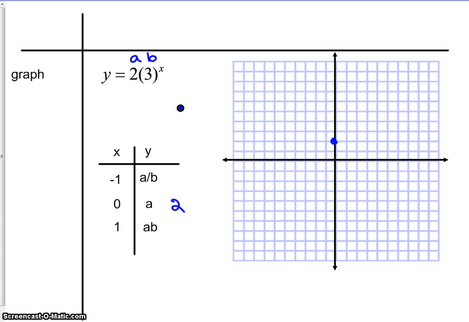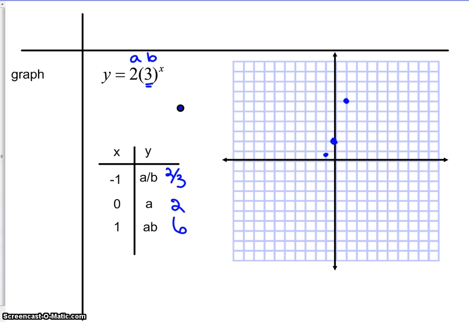And then we talked about how b, my 3 here, is my rate of change. So when I take a step to the right, I'm going to multiply by 3. So 2 times 3, which is a times b, so I get 6. Now, again, if we go the opposite direction, we do the opposite operation. So instead of multiplying by 3, I'm going to divide by 3 when I take a step to the left.